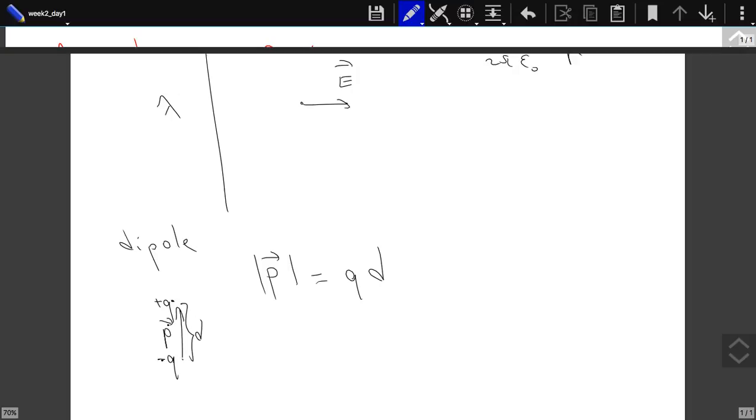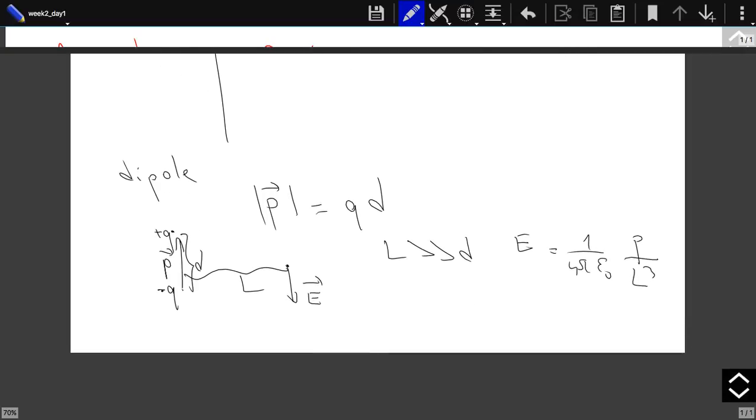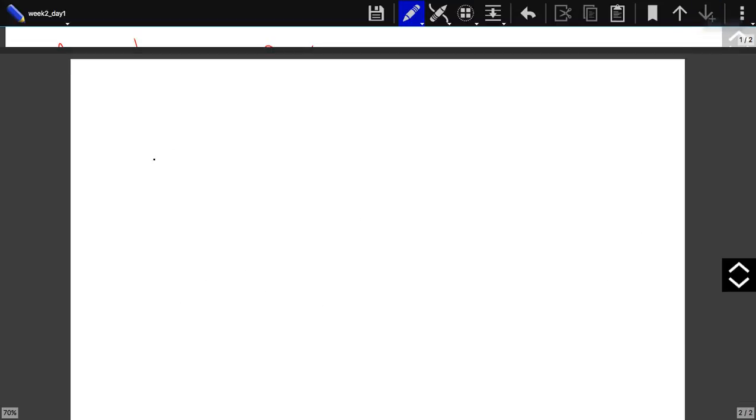And we also studied the other case when we had this dipole over here, plus Q and minus Q. We considered this point, and the electric field at that point was pointing upward. This is the electric field. Again, this distance from the center we call L, and the magnitude of the electric field was 1 over 2 pi epsilon 0 p over L cubed. So this is basically the summary of what we had done last week.